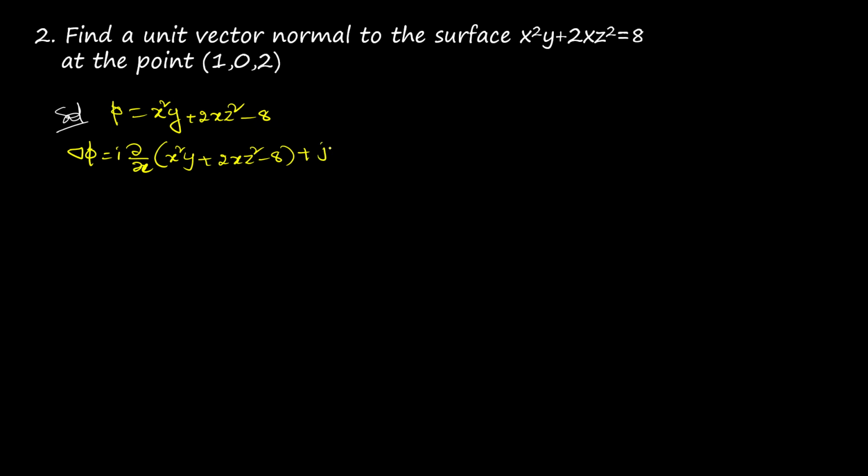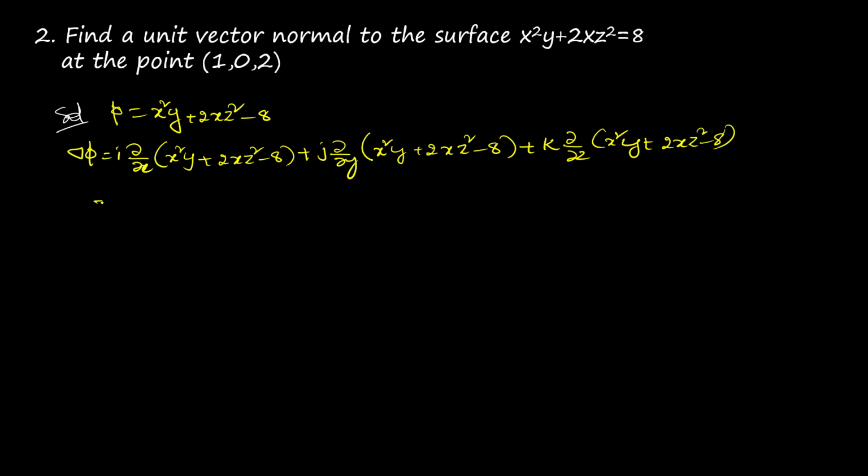Next plus j into ∂/∂y of φ. Again, in the previous problem we wrote the gradient of φ formula. x squared y plus 2xz squared minus 8. Next plus k of ∂/∂z of x squared y plus 2xz squared minus 8.